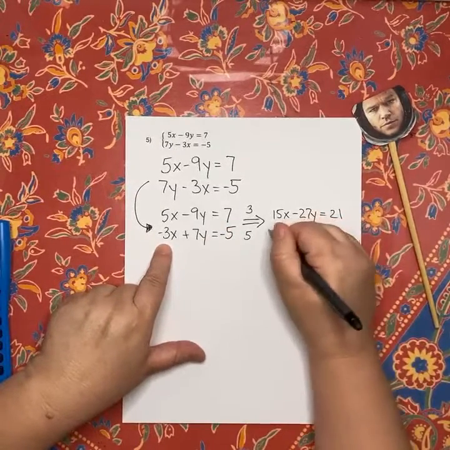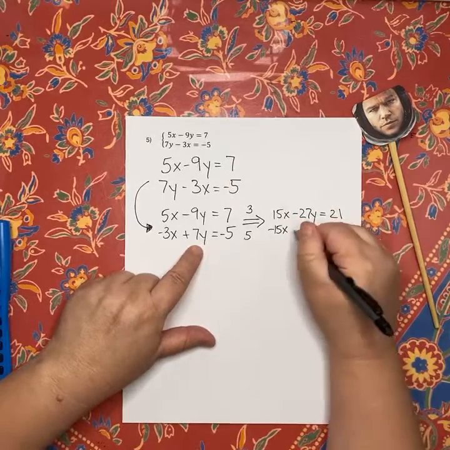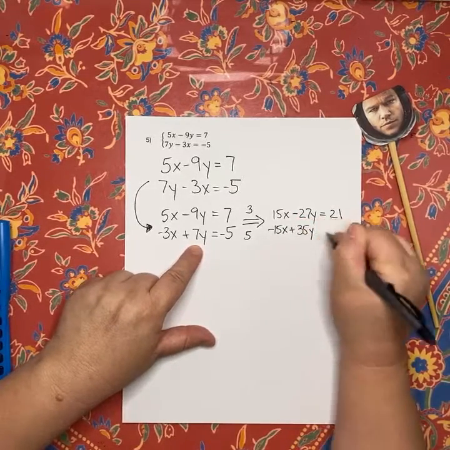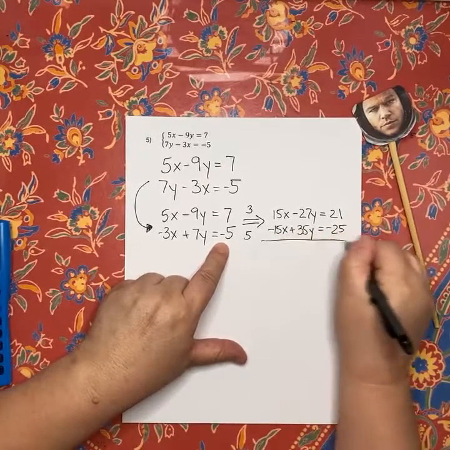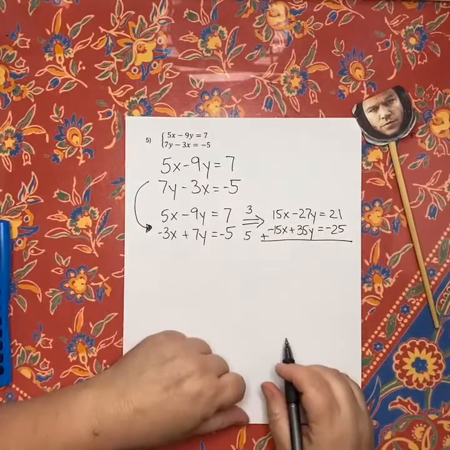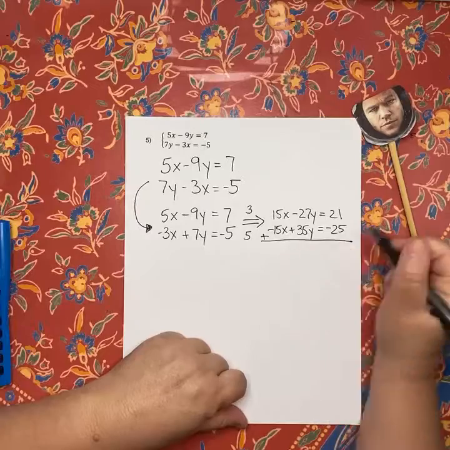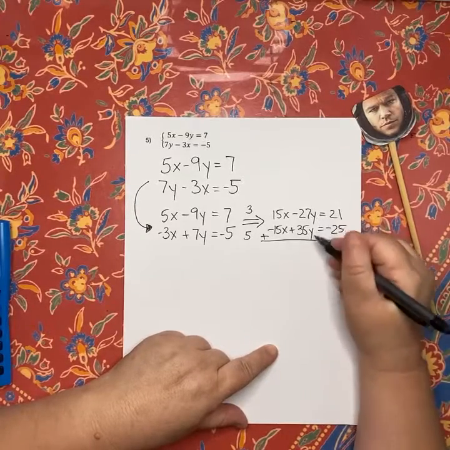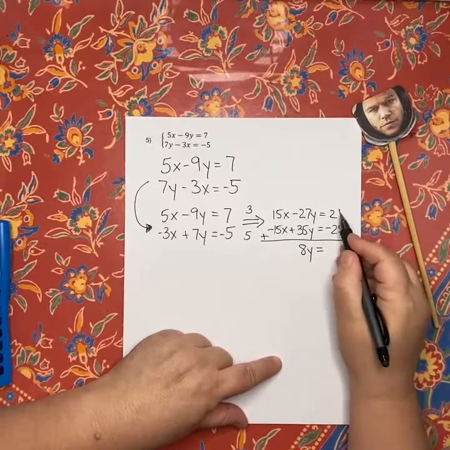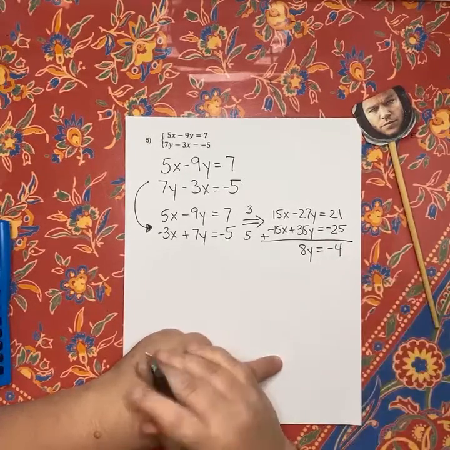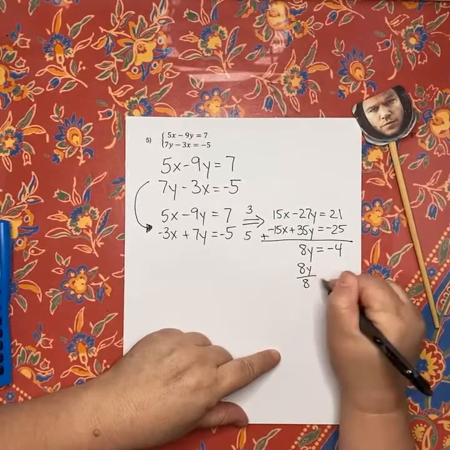5 times negative 3x is negative 15x. Good, these are going to cancel. 5 times 7y is plus 35y. And again, 5 times negative 5 is negative 25. And when I add them, sure enough, this becomes a big fat 0. Negative 27y plus 35y is 8y. And this is negative 4. Okay, so next step, I have to solve for y. So I'm going to divide by 8.